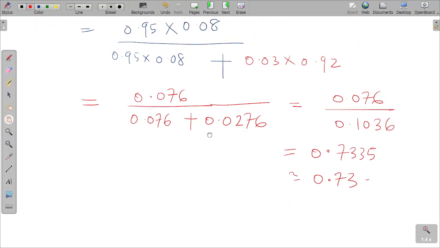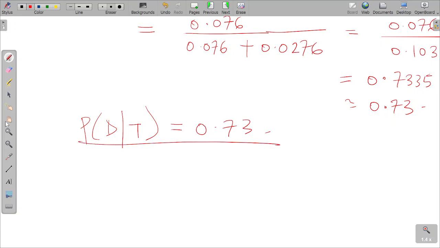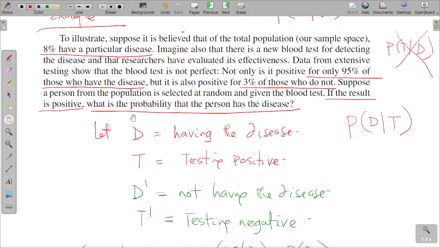So we have this. That is the probability of having the disease given testing positive. That is what they asked us to find. They said if the result is positive, what is the probability that the person has the disease?